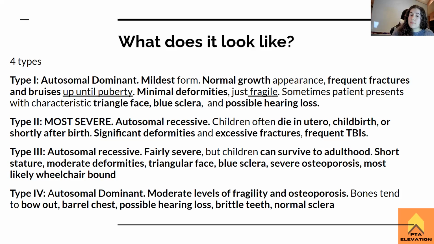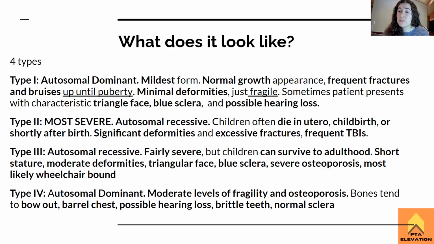Type 3, on the other hand, is probably one of the more severe versions. However, these individuals do end up living mostly into adulthood. So we're thinking of our characteristic person that has osteogenesis imperfecta. This type 3 is going to be autosomal recessive. These are going to have really short stature. They're going to have moderate deformities. They'll have that barrel chest kind of deformity. They'll still have the blue sclera around their eyes. They're going to have severe osteoporosis. They're going to have that triangular looking face. And you'll know what I'm talking about when I show you it. Because we've seen some comedians, I forget the one guy's name, he did pass away recently, but he had osteogenesis imperfecta. You'll understand with the triangular face.